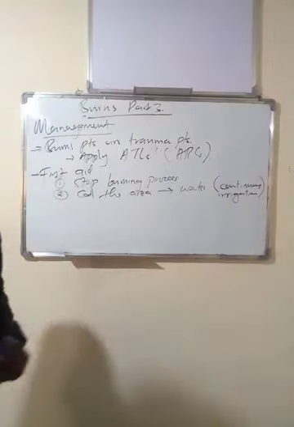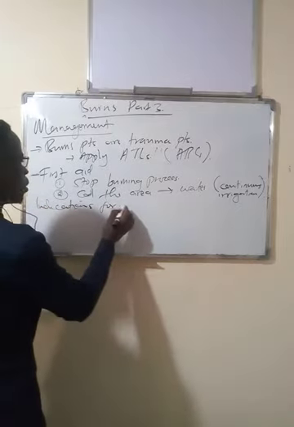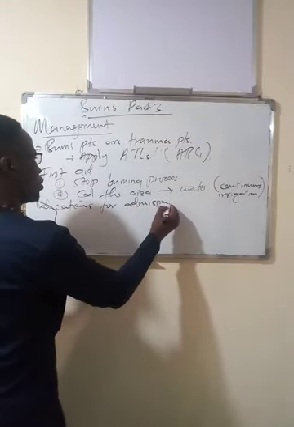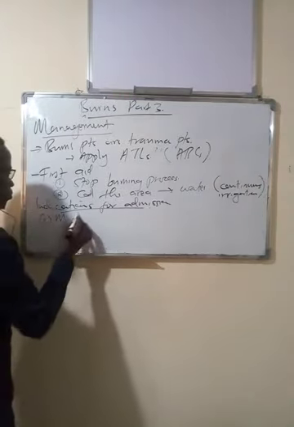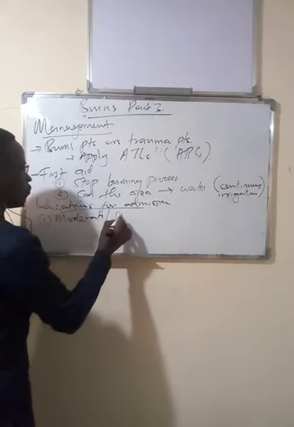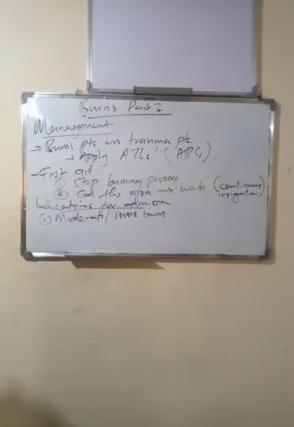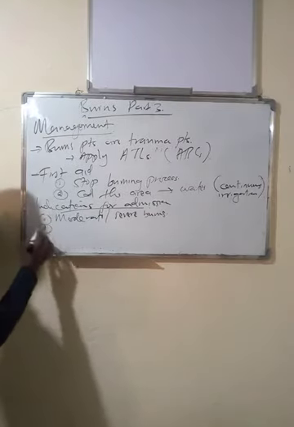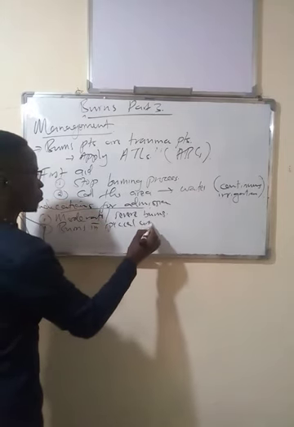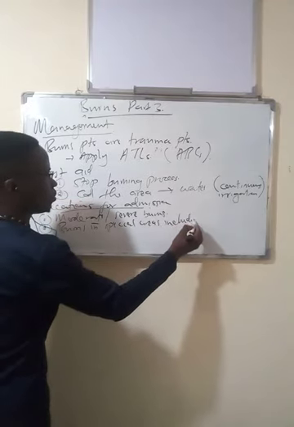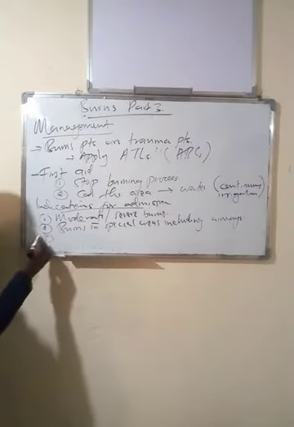Now let's look at indications for admission. What are the indications for admission? We have moderate or severe burns. When someone has moderate or severe burns, you have to admit. Then burns in special areas, including the airways. Someone with such kind of burns, you have to admit.